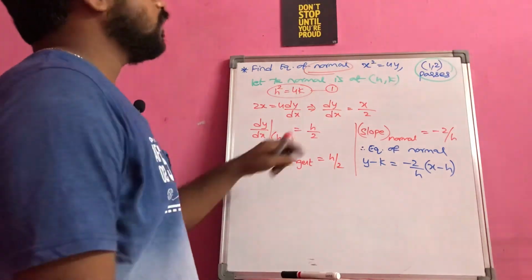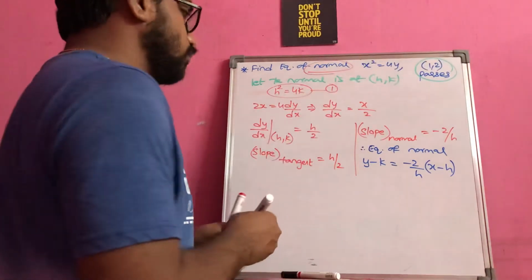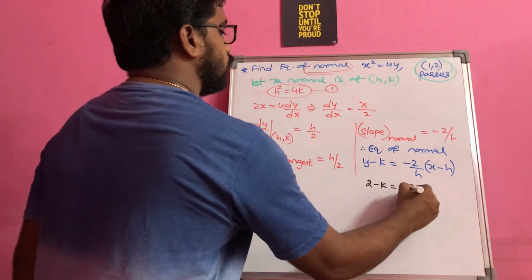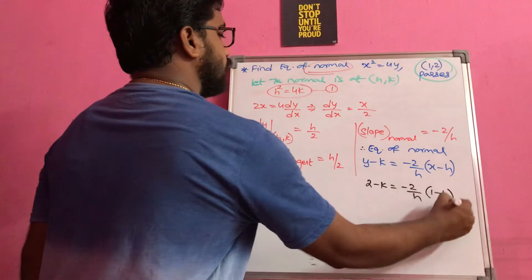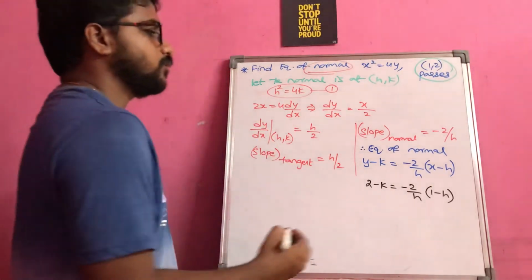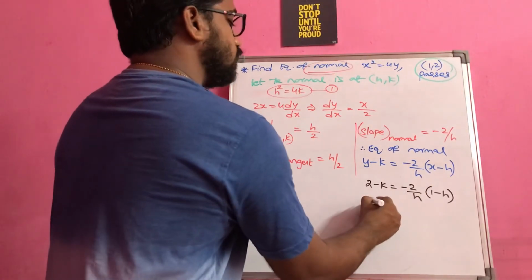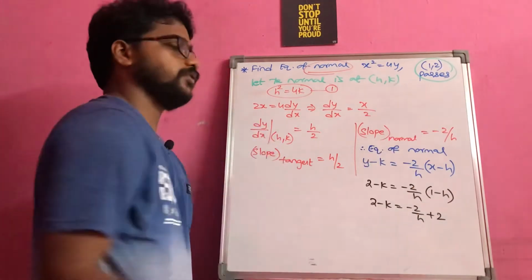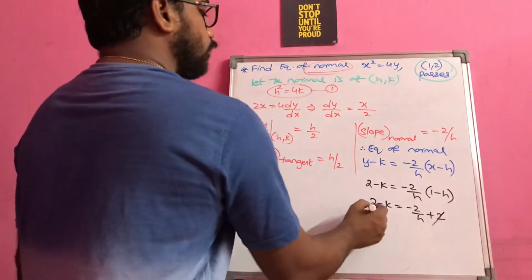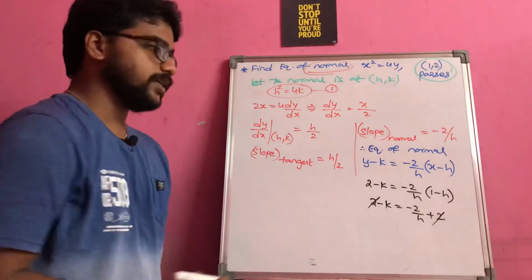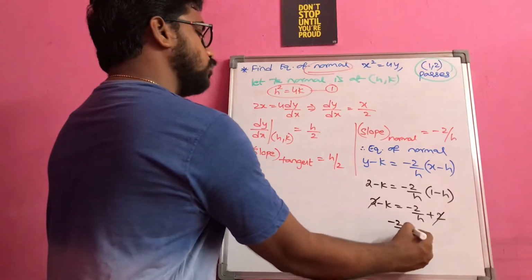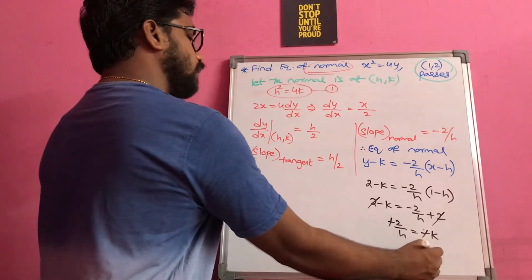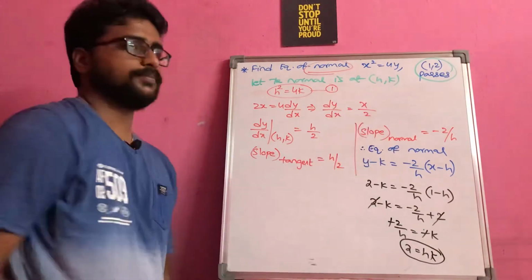Okay, so what they are saying is it is passing through the point (1, 2). So substitute the point (1, 2) here. So 2 minus k is equal to minus 2 by h into 1 minus h. Multiply this inside: 2 minus k is equal to minus 2 by h plus 2. The 2 and 2 will get cancelled because both have the same sign, and you will be left with minus 2 by h is equal to minus k. Again minus minus will get cancelled, and you will get 2 is equal to hk.